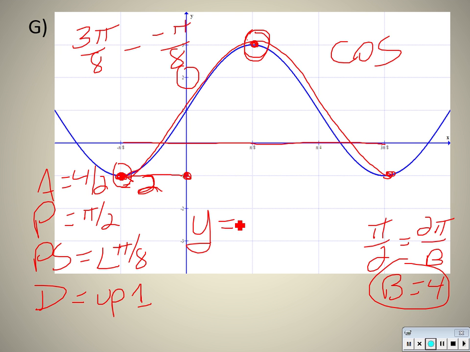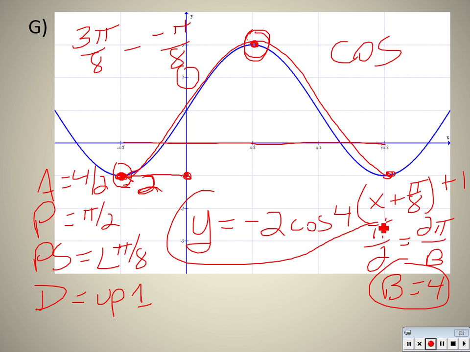So one thing to note, we originally mentioned that this graph was upside down, so I need to start this function with a negative. So I have -2, because that's the amplitude, cosine of 4. The shift here is to the left pi/8, so this will be x plus pi/8. And then finally the displacement up 1, so I have to add 1 at the end. And that's what the equation would be for this particular graph here.